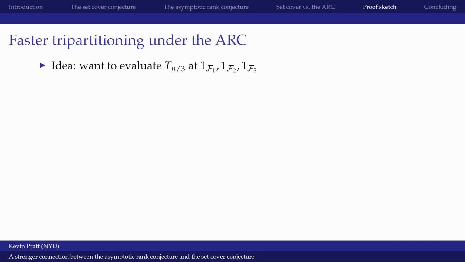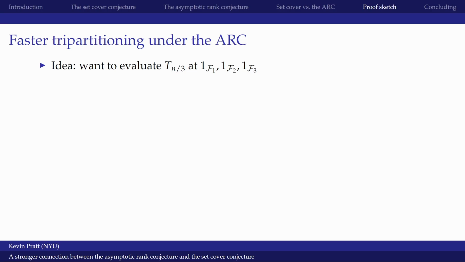So one idea would be the following. If we were able to evaluate this polynomial T sub n over 3 quickly, then in time much less than 2 to the n, we would be done. This is just because, well, we could just evaluate it at the indicator vector of the 3 set families, and that would actually count the number of balanced tripartitions.